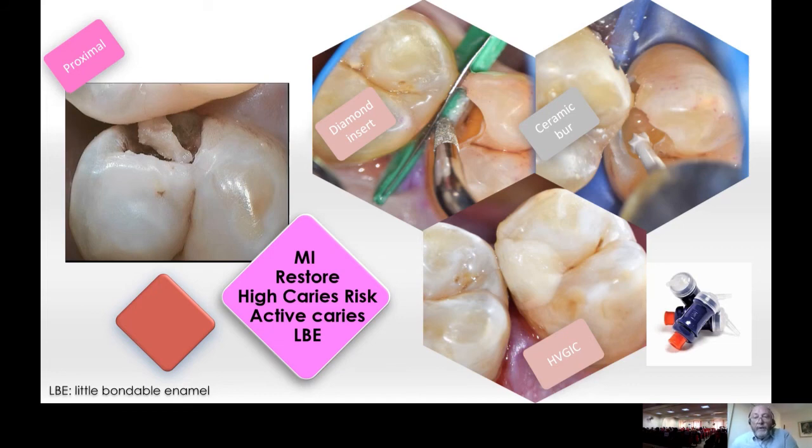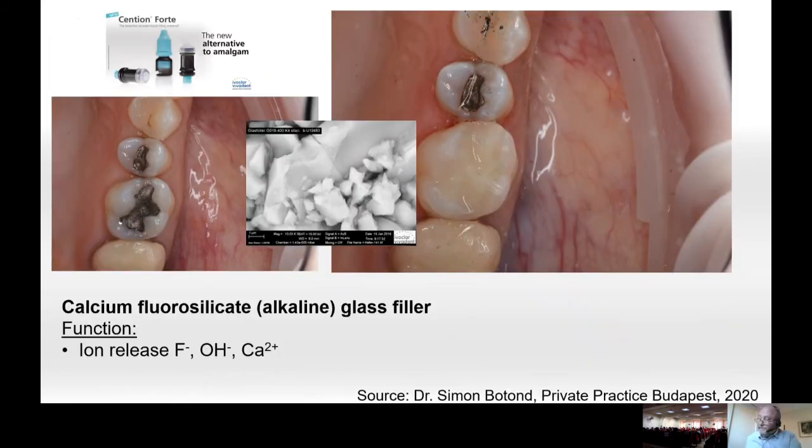6 year follow-up. And also, among the mineral enriched composites with alkaline glass filler, we have the Cention product from Ivoclar, which is a very promising product. The release of fluoride, calcium, and hydroxyl ions could help to reduce demineralization, increase remineralization, and also a very nice buffering effect is expected depending on the buccal pH.